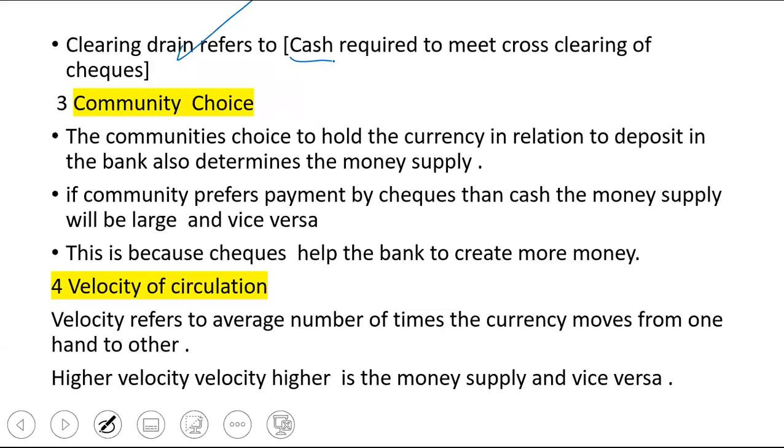You know, I am having an account with Canara Bank. I am giving a check of 5,000 rupees to Mr. X. Mr. X is having an account with Bank of Baroda. My account is in Canara Bank, and the person I am going to pay has an account in Bank of Baroda. So I will write a check and give it to Mr. X. He will deposit that check in Bank of Baroda the same day.